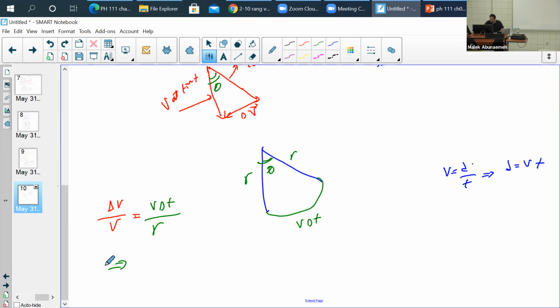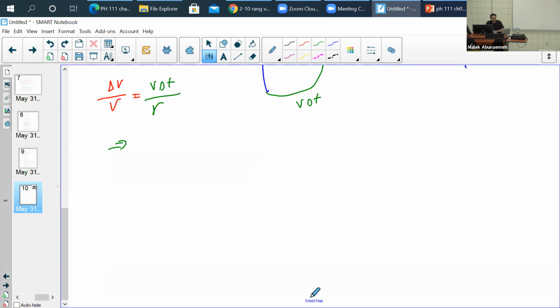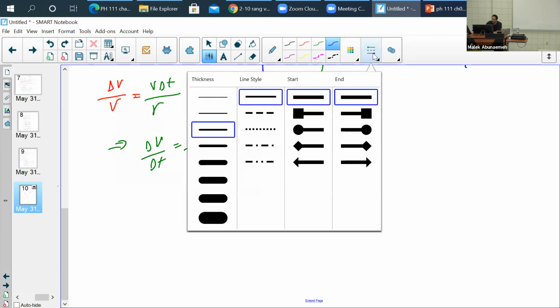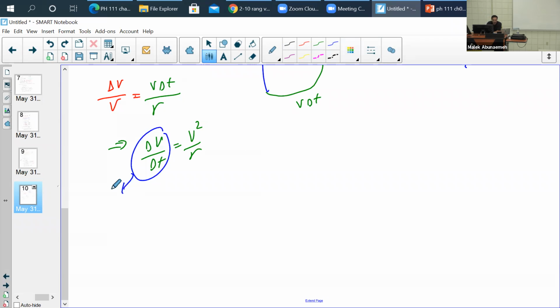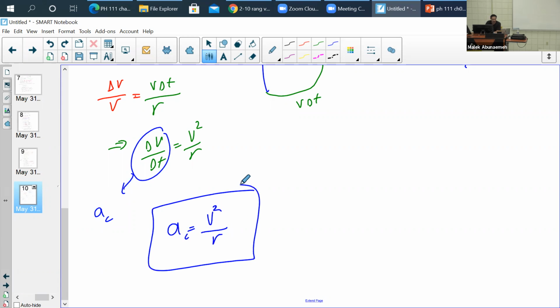Let's rearrange it. Delta v over your delta t is going to equal your v squared over r. Now, if you notice, this is going to be your centripetal acceleration, or your acceleration, I'm sorry. So centripetal acceleration is going to equal v squared over your radius.